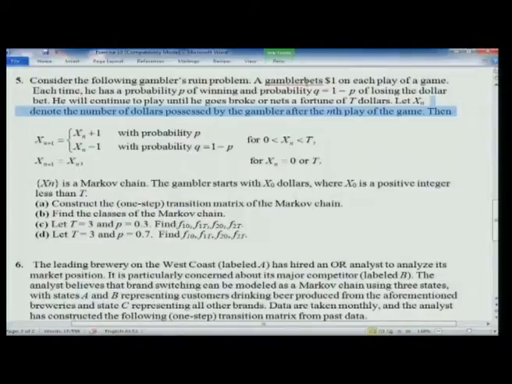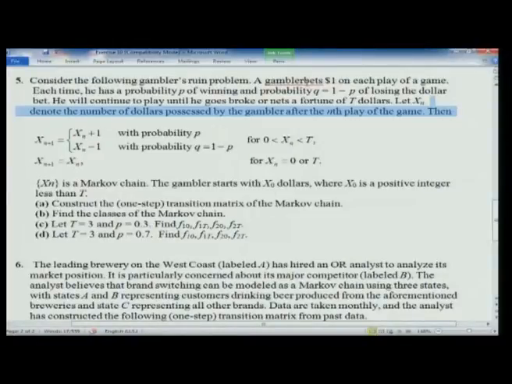Now, let X n denote the number of dollars possessed by the gambler after the nth play of the game. Then X n plus 1 will be X n plus 1 with probability p, because he has 1 more dollar if he wins, and that is with probability p. Otherwise, he will have X n minus 1 with probability q, which is 1 minus p.